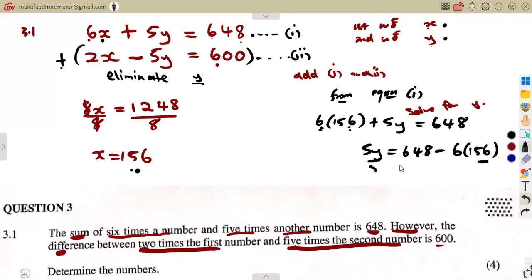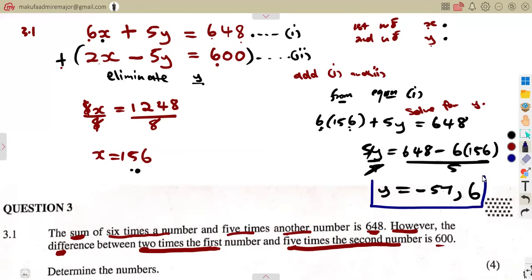Just divide by 5. Whatever answer that you're going to get here, you divide it by 5. That was going to give us the value of y. So it was going to be minus 288. If you subtract, then you divide by 5, it was going to be minus 57.6. So use your calculator properly also. So these are the two numbers that, when you apply the concept that you are given, are going to maintain that statement.